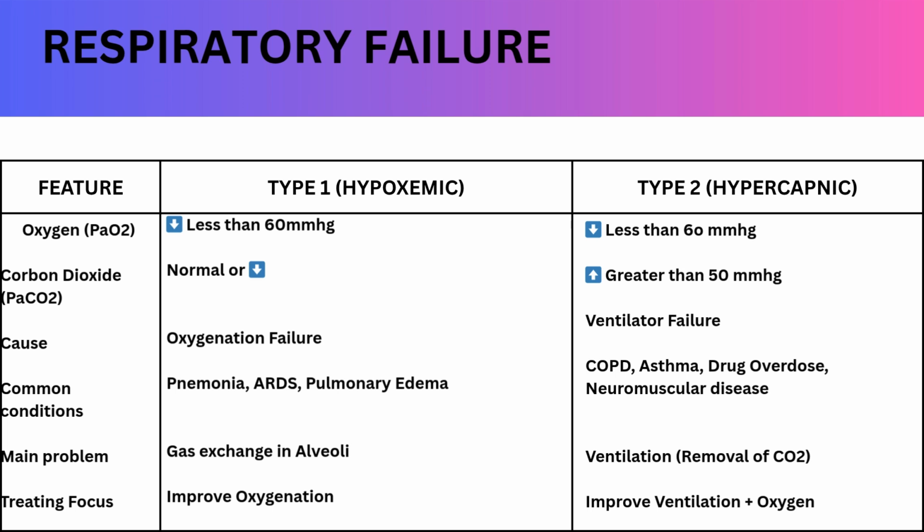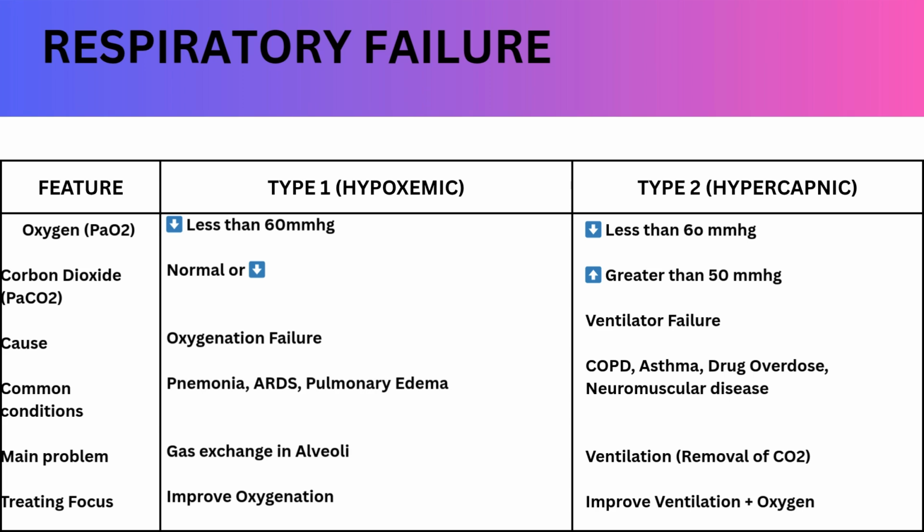Remember, type 1 is an oxygen problem, type 2 is a ventilation problem. Oxygen less than 60 mm of Hg in type 1, type 2 also less than 60 mm of Hg. Carbon dioxide is normal or decreased in type 1. Type 2 is greater than 50 mm of Hg.